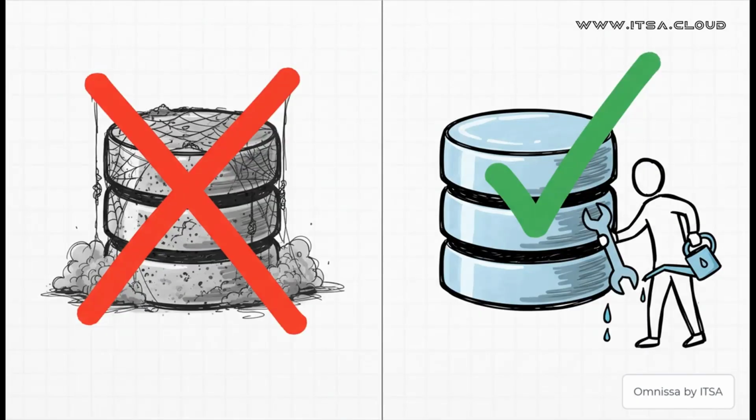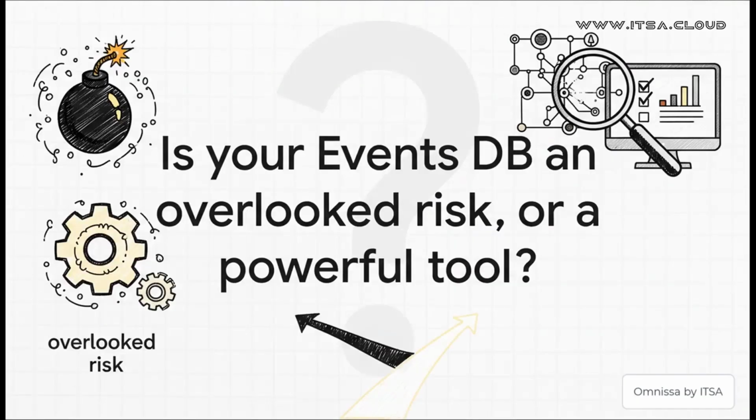Look, if you only take one single thing away from this whole explainer, please let it be this. The Omnissa Horizon Events database is absolutely not a set it and forget it kind of thing. It needs constant care and attention, which really just leaves us with one final thought. I want you to ask yourself, right now, in your own environment, what is your events database? Is it a ticking time bomb of unchecked data growth, just an overlooked risk waiting to cause a problem? Or have you turned it into what it's meant to be, your single most powerful diagnostic tool? The choice and the responsibility is all yours.